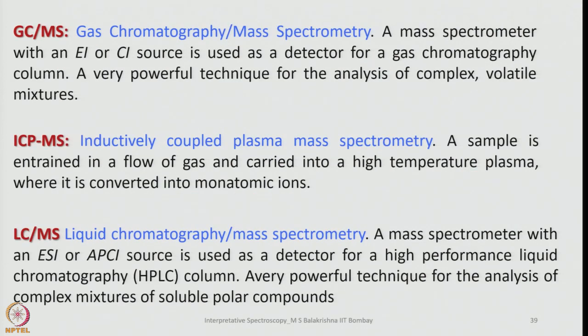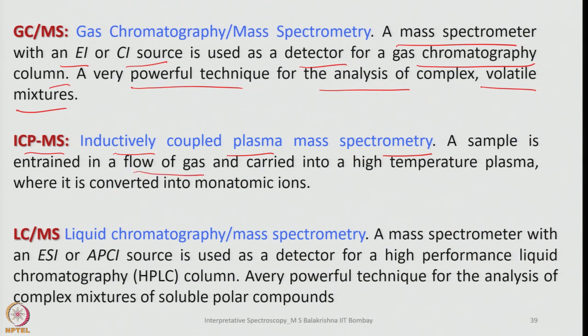GC-MS is gas chromatography mass spectrometry: a spectrometer with an EI or CI source is used as a detector for a gas chromatography column, a very powerful technique for the analysis of complex volatile mixtures. That means it separates and identifies by giving the proper molecular ion value. And ICP-MS, inductively coupled plasma mass spectrometry: a sample is entrained in a flow of gas and carried into a high temperature plasma where it is converted into monoatomic ions. This is called ICP-MS.